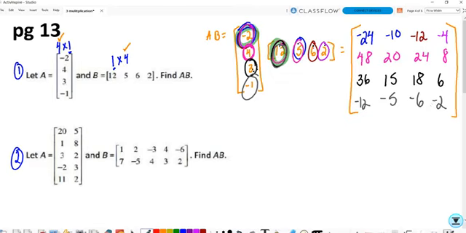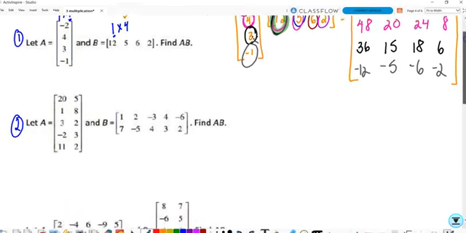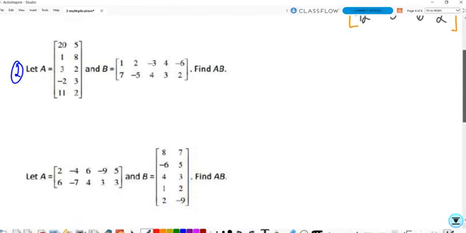Okay, let's try number 2. It says find A, B. Write out your dimensions. What are the dimensions? Row by column. Can we multiply A times B? If it's in this order, do the inner dimensions match? They do, so we're going to get a 5 by 5 matrix. These just keep getting larger. Okay, we can do it.